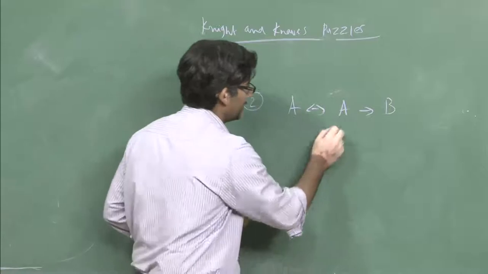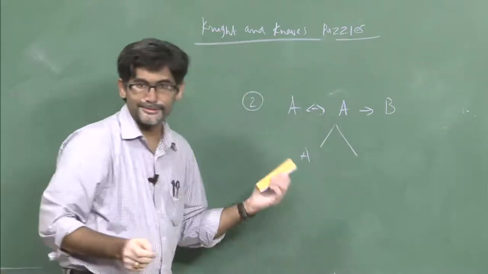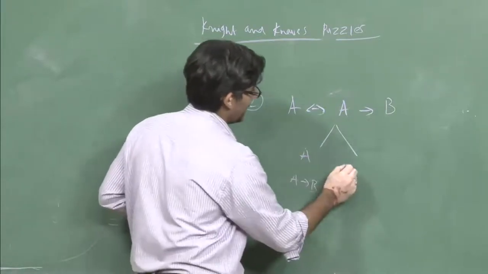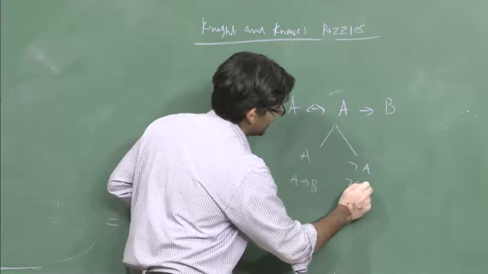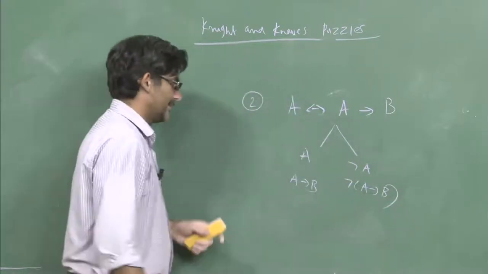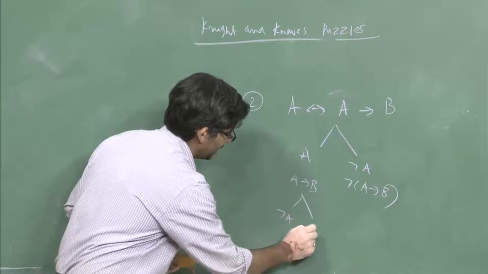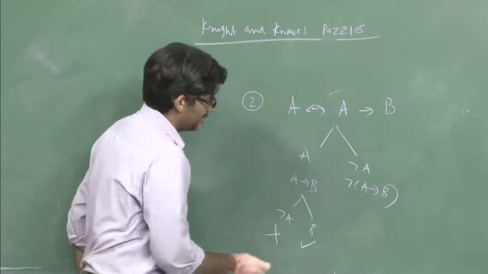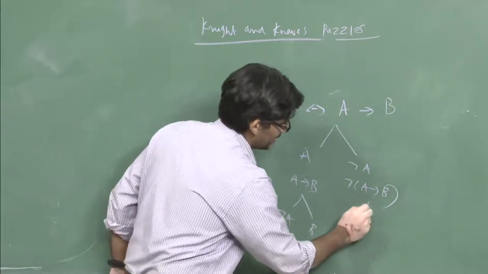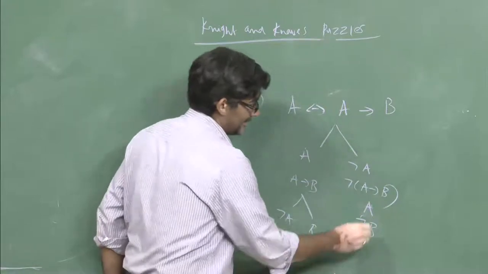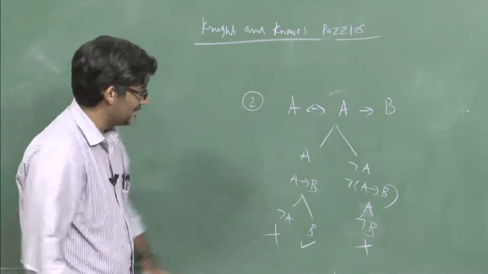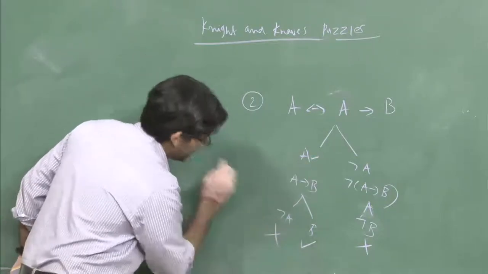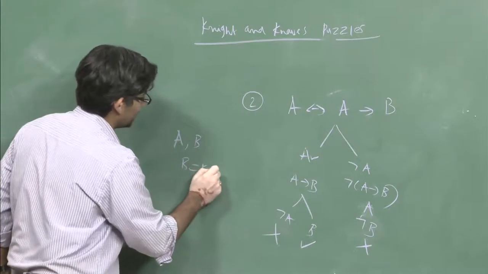So now again you construct a semantic tableaux tree for this one, and this becomes A implies B, and then not A implies B, exactly the negation of this one. So now this further expands to not A and B, because A and not A, this branch closes and then this branch remains open. Now this is A and not B, so this branch closes. Now open branches are the ones which you need to inspect, that means you have A here, that means A is a knight and B is a knight.